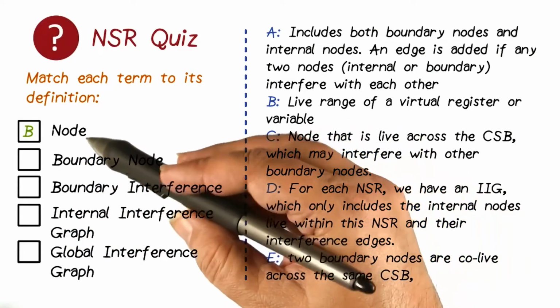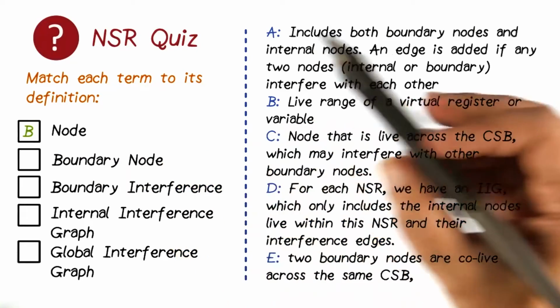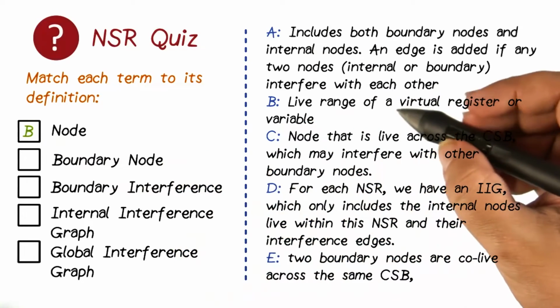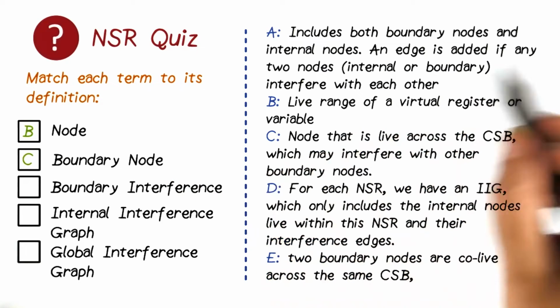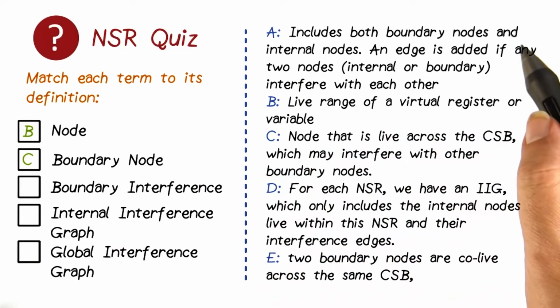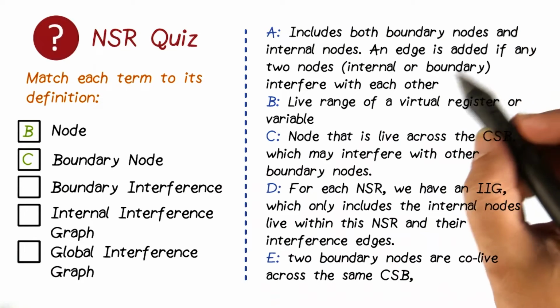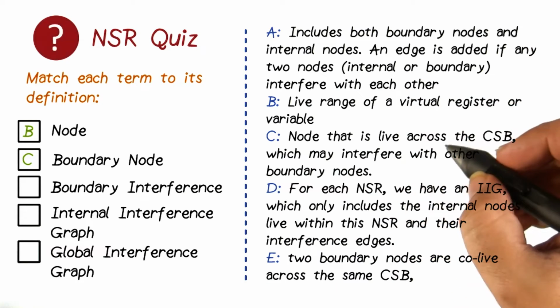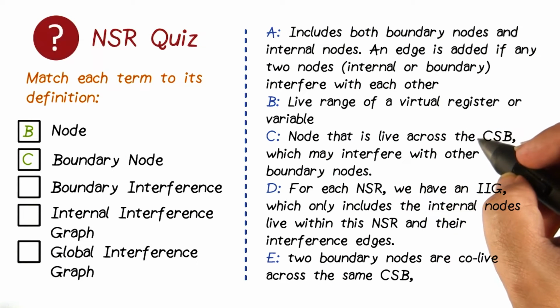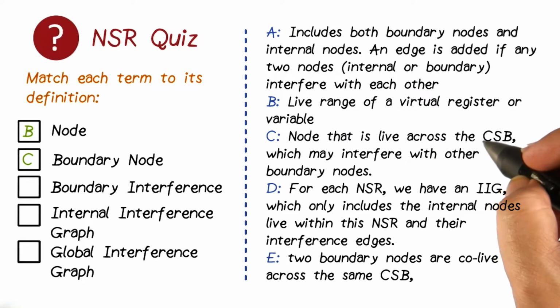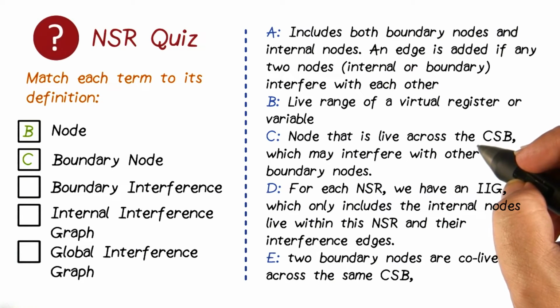So what exactly is a node? The right answer is B. The node really represents the live range of a virtual register or a variable. What exactly is a boundary node? The boundary node, as you can see here, really belongs to C. The node that is live across the NSRs which may interfere with the other boundary nodes. So a node which is live across the NSR region boundaries is a boundary node, or the live range is live across the NSR region.